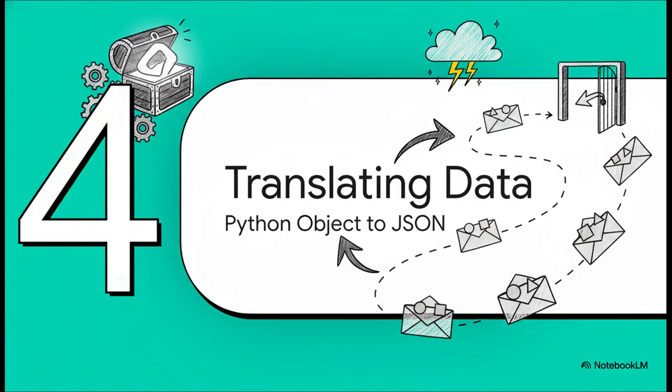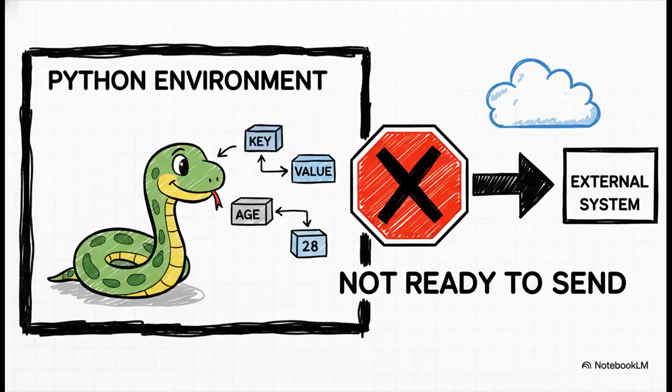Okay, now let's flip it around. What if we have data inside our Python program that we need to send out to some other application? We have to package it up for the trip. So this time, we're starting with a regular Python dictionary. It's super useful inside our own program, but we can't just send this object over the internet. Another program wouldn't know what to do with it.